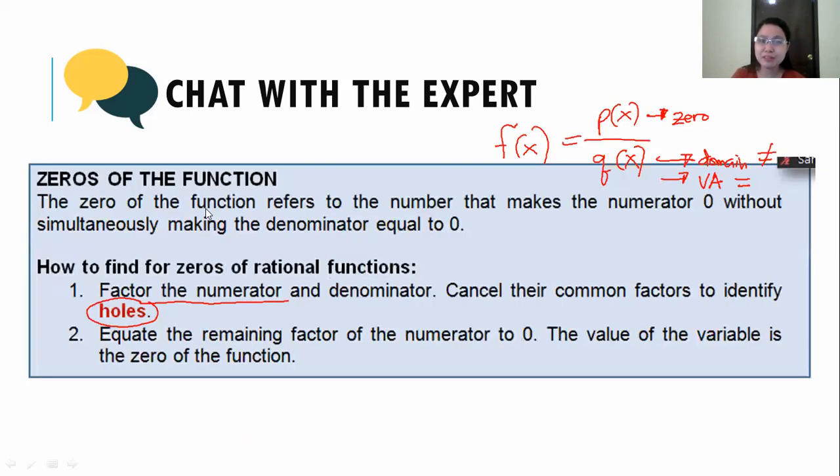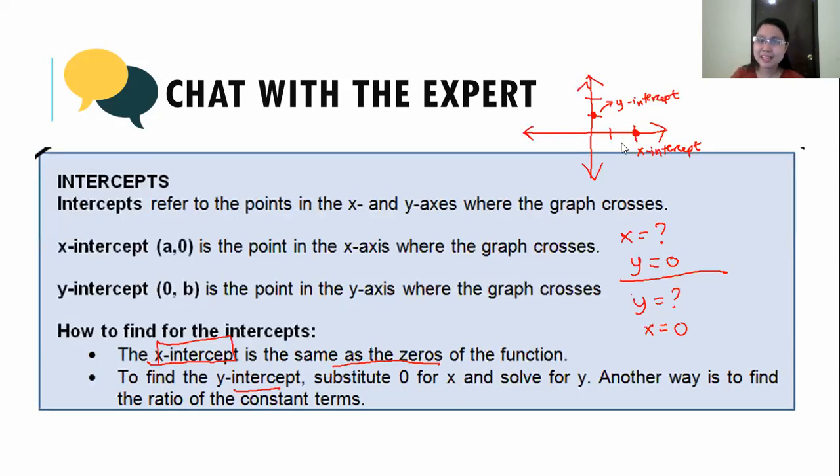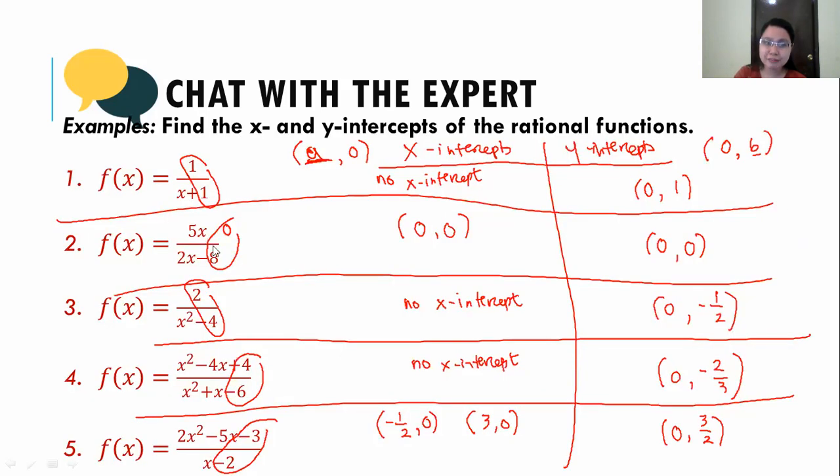For the zeros of the function, you need to equate the numerator to 0 and find the value for the variable. For the x-intercept, the same as your zeros. And for the y-intercept, just a fraction of the constant terms.